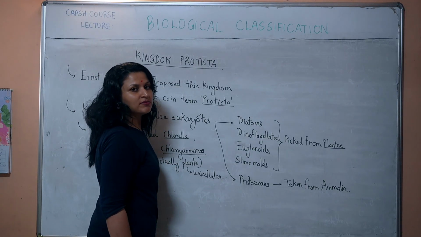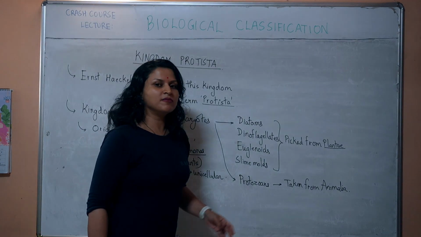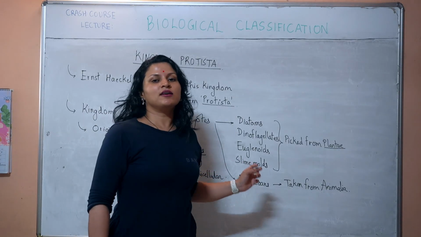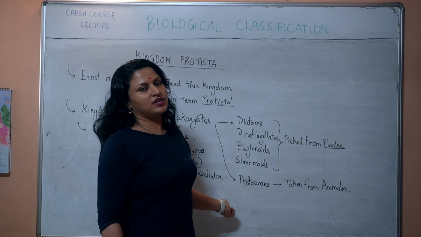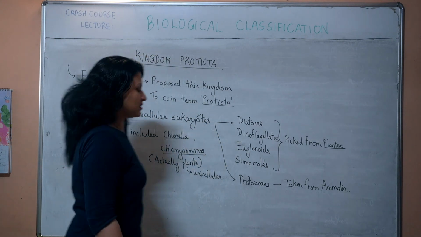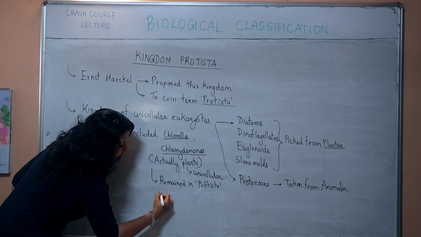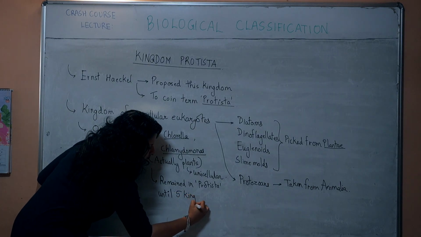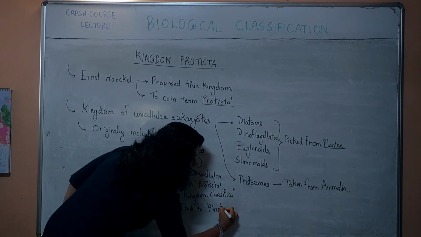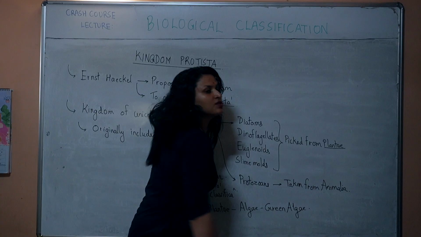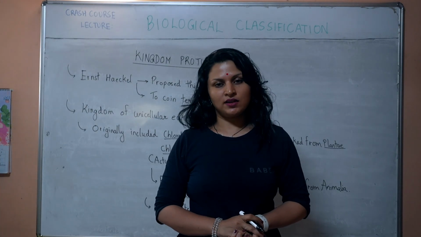At the time of 5 kingdom classification as well, Whittaker failed to remove them and place them under kingdom Plantae. So Chlorella and Chlamydomonas remained in kingdom Protista through the 3 kingdom classification and the 5 kingdom classification as well. Where are they now? Now shifted to Plantae, green algae. So in NCERT, for now you will be studying them in kingdom Plantae, in green algae, right?